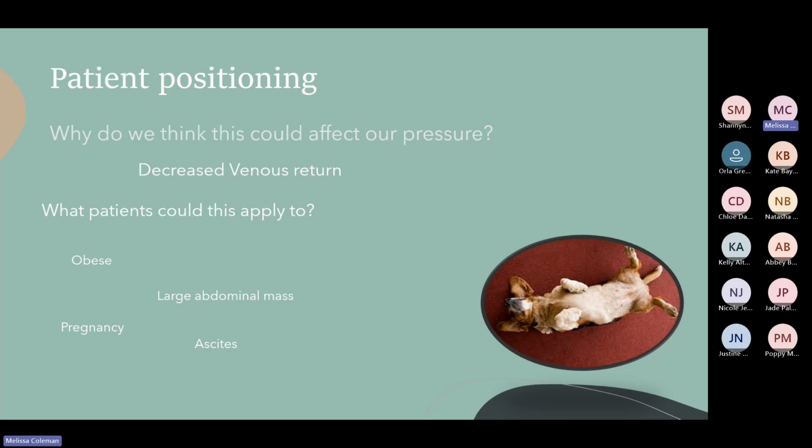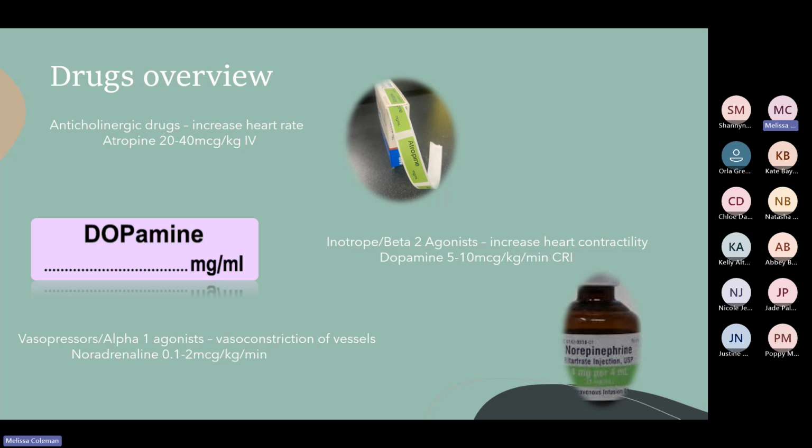So we'll just touch on a few of the drugs that we've spoken about. We've got our anticholinergic drugs, which are atropine and glyco. These increase our heart rate. You generally want to use these drugs when they are bradycardic and hypotensive. If they do have a normal heart rate, you can give these drugs, but it will increase the heart rate a lot. Again, we want our patients to stay within their normal physiological limits.